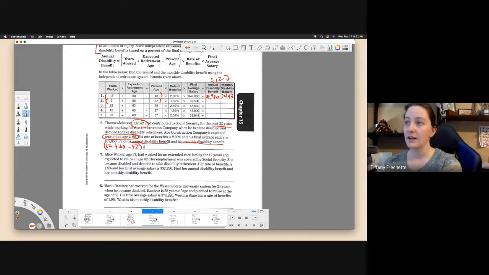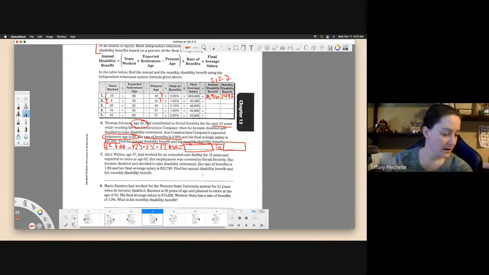And then we're going to multiply that by the disability rate of benefits, which they told us is 2%. And then we're going to multiply that by his final annual salary, which was $37,850. So again, they gave us that. Once we get this number, I'm going to let you guys do this calculation. This is the first piece, the annual disability benefit. Remember, to get monthly, we simply divide by how many months we have in a year. So divide by 12, and that'll give you your monthly disability benefit.